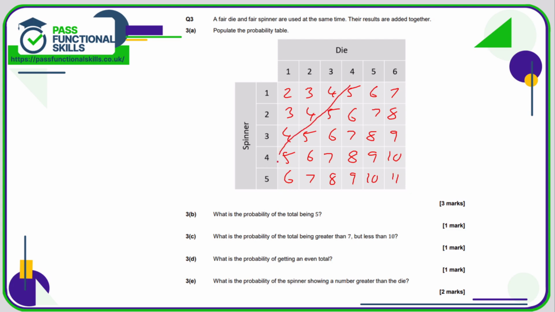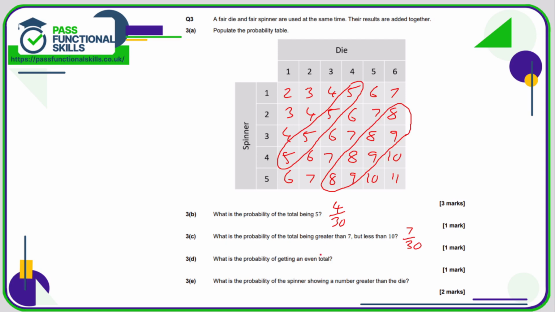Well, we've got these 4 here. In total, there are 6 times 5. There are 30 numbers in total, or you can count them individually if you want. So that's going to be 4 out of 30, which can be simplified if you want to 2/15. For C, what's the probability of the total being greater than 7 but less than 10? Well, that is these 1, 2, 3, 4, 5, 6, 7 numbers here. So that's 7 out of 30.